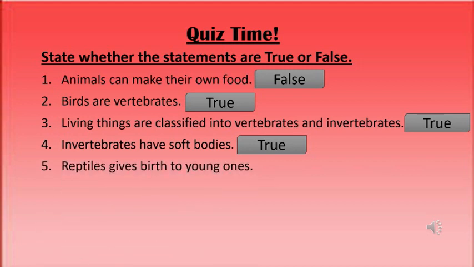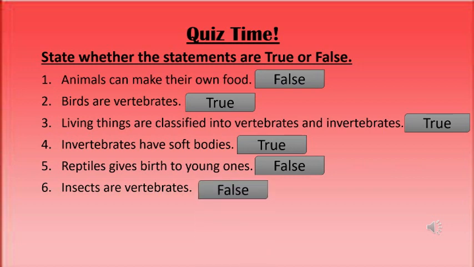Fifth one. Reptiles give birth to young ones. Is it correct? No, right? Reptiles lay eggs. So this is a false statement. Sixth one. Insects are vertebrates. Is it? No, right? Insects are invertebrates. So this one is also a false statement.